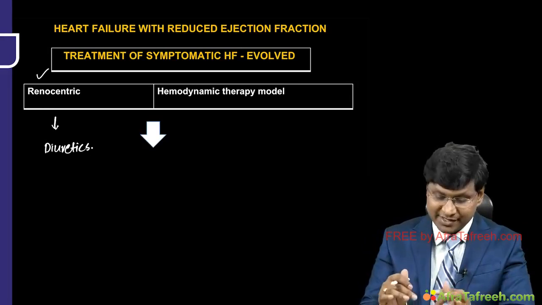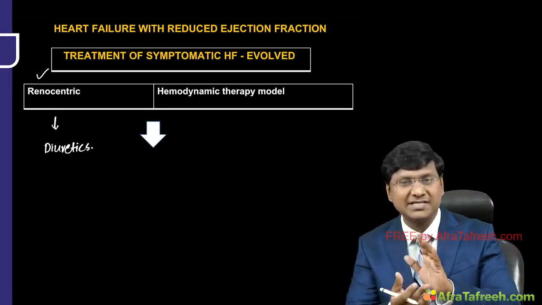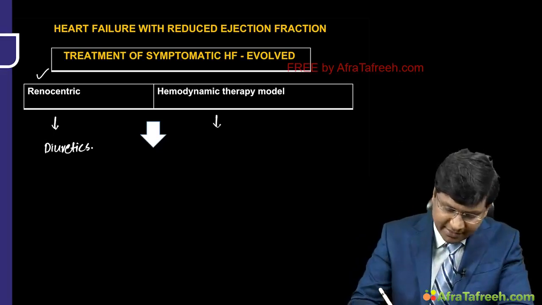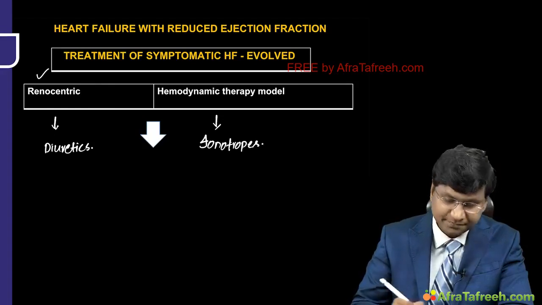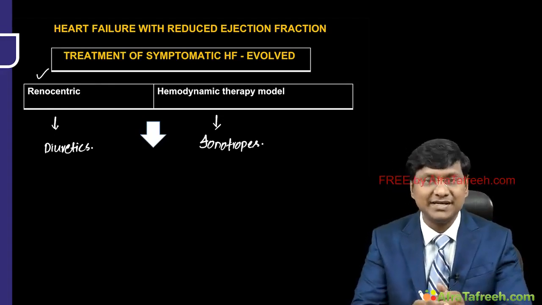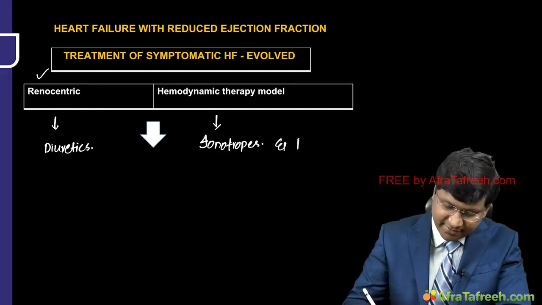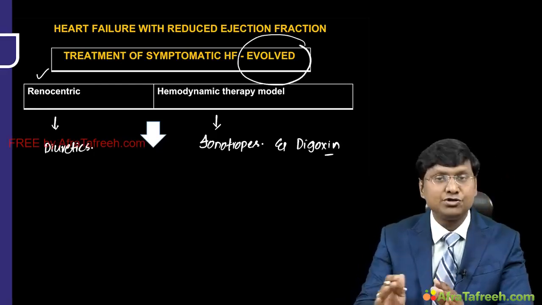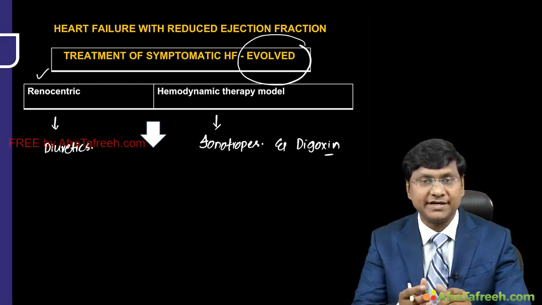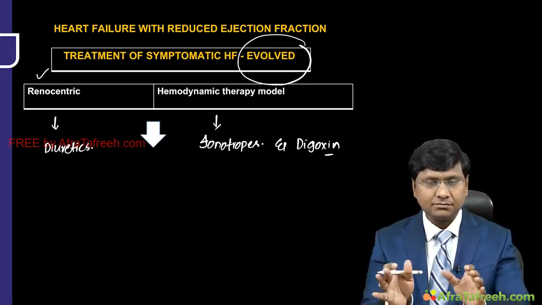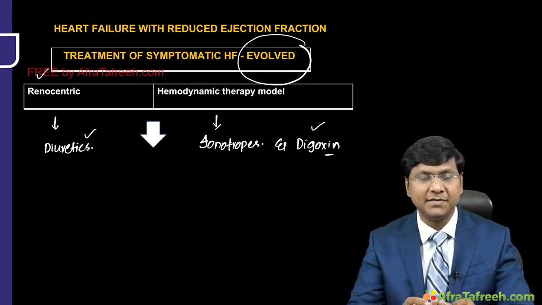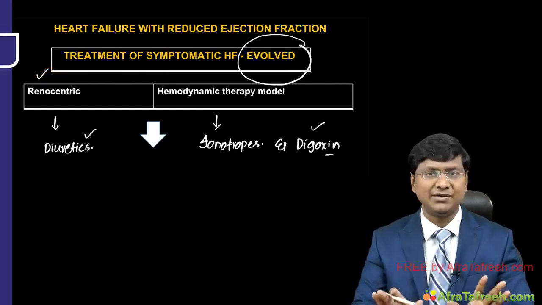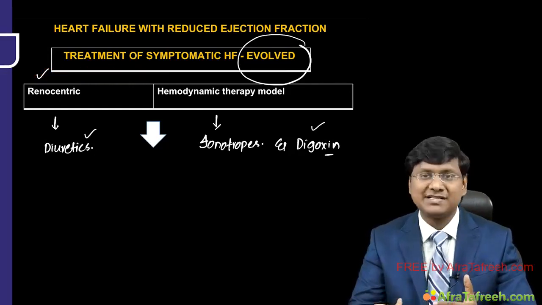And the next important is the hemodynamic therapy model. What is that hemodynamic therapy model? We give inotropes. And what is the purpose of giving these inotropes? That is mainly to increase the cardiac output as well as the blood pressure. And then digoxin. So what I wanted to tell you is how the evolution of the treatment of heart failure with reduced ejection fraction started. Initially, we were supplementing only the diuretics, inotropes and digoxin. That was causing only symptomatic control, but they were not improving the survival.